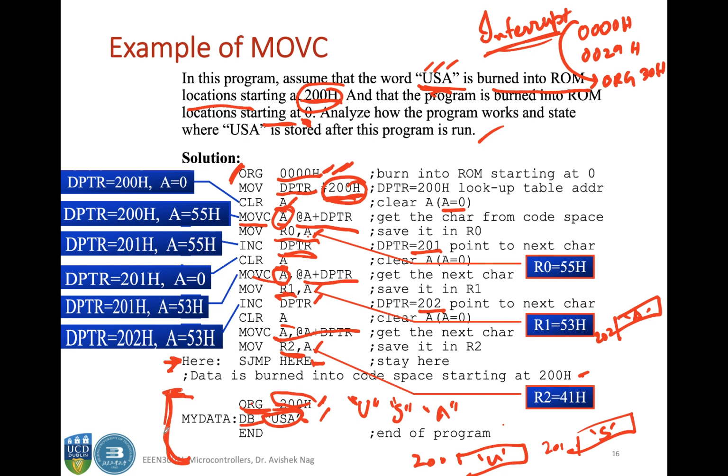This part is the part of the code, this is not the output of the code. Your USA, starting from U, S and A, was already located in memory locations 200H, 201H and 202H, like this, and they are finally brought to R0, R1 and R2, and these ASCII values in hex format look like this. So your R0 contains this number, which is U, then R1 contains this number, which is S, and R2 contains this number, which is A.